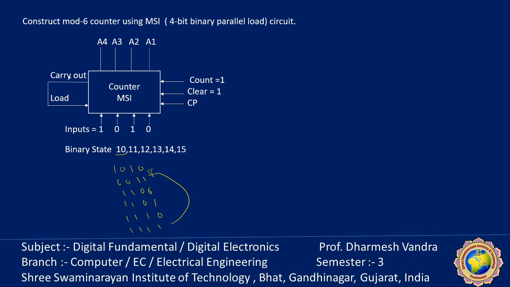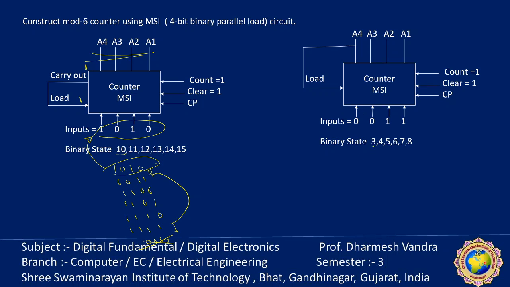Okay, so all ones are there, and then the next increment would become 0 0 0 0. But we do not want that. Our aim is to start again with 10. So what we'll do is connect the carry out to load, and the initial value 1 0 1 0 is the input to store here. So it will become a 4-bit parallel load circuit.